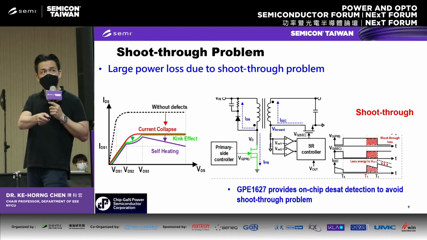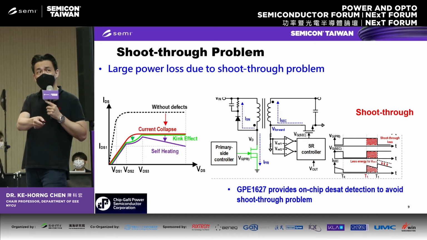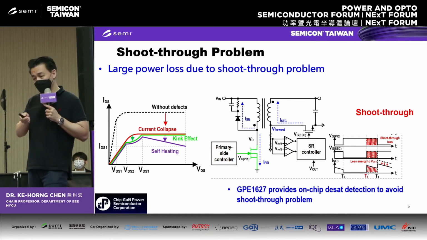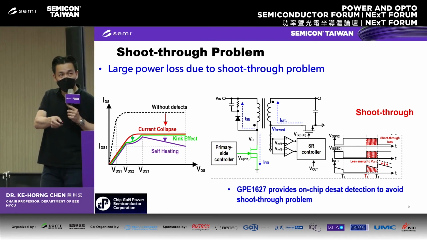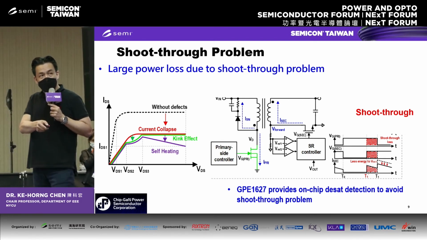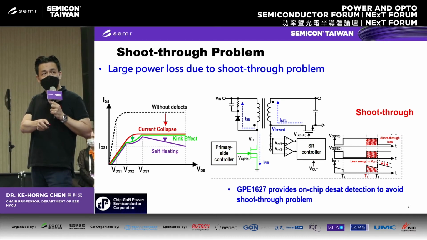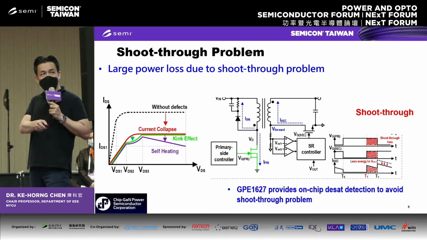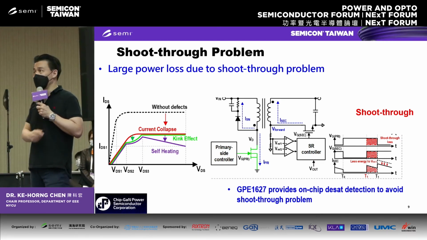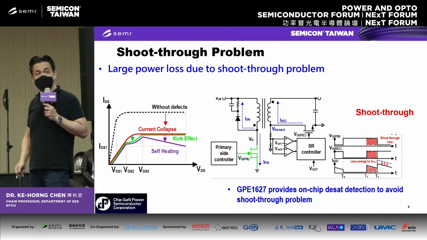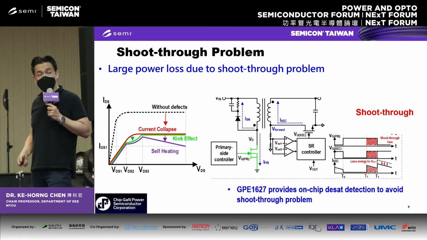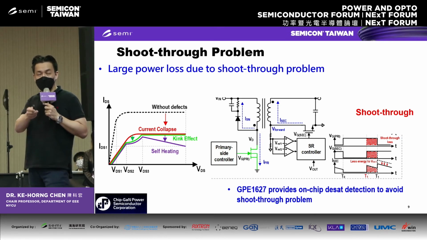The primary current, secondary current, and snubber current will appear at the same time. In other words, the energy transfer to the output will degrade. Furthermore, the efficiency will be degraded too. So the product provided by GaN semiconductor, the part number is GPE1627, can provide this on chip. So this is the first time to embed the on-chip desat detection.